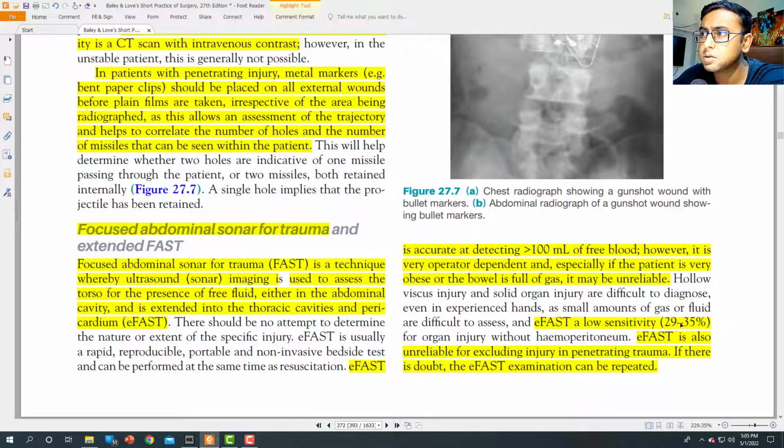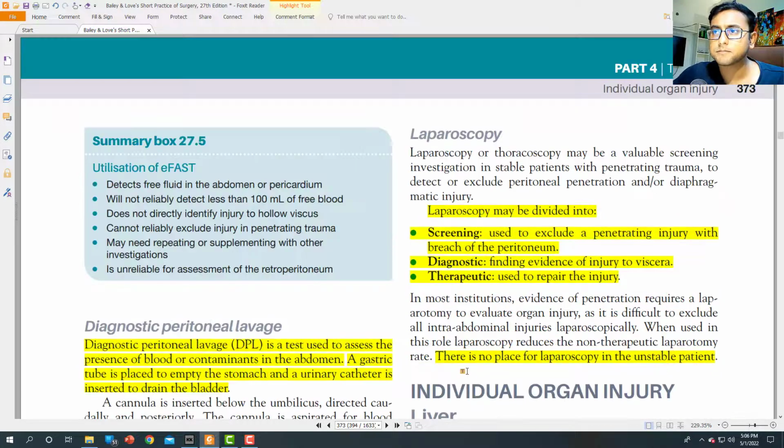EFAST has low sensitivity, 29 to 35%, so the sensitivity is not so good for organ injury without hemoperitoneum. So without blood in the abdomen, there will be low sensitivity of EFAST. It is also unreliable for excluding injury in penetrating trauma. In case of penetrating trauma, this investigation has no use. If there is doubt, the EFAST examination can be repeated. So repeatedly we can do this kind of investigation.